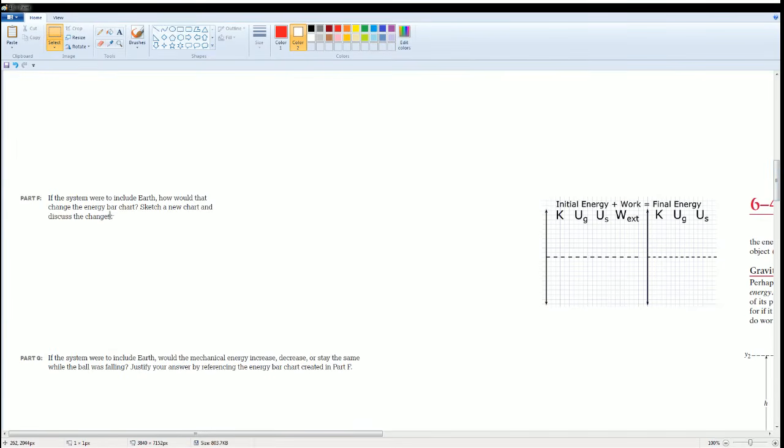Next, if the system was to include Earth, how would the energy chart change? The chart had work external before, but now it is going to be gravitational potential energy. That same area under the curve is now going to be translated into the kinetic energy here. What is happening in the change is that it's going from the gravitational potential, it's all getting converted to the kinetic energy.